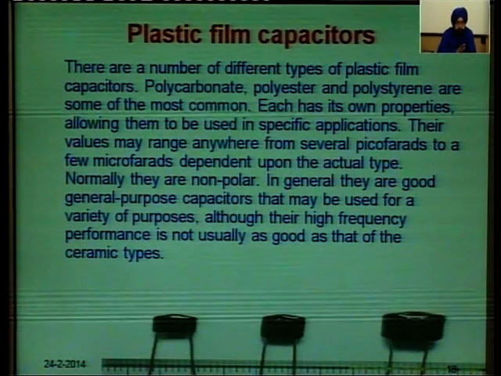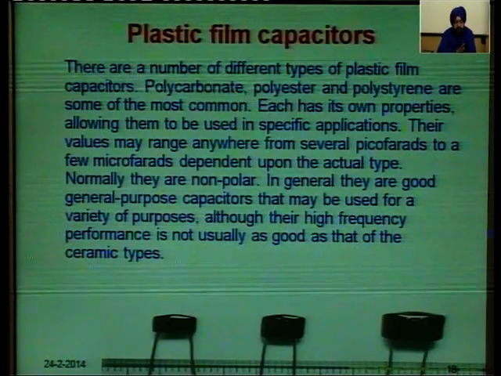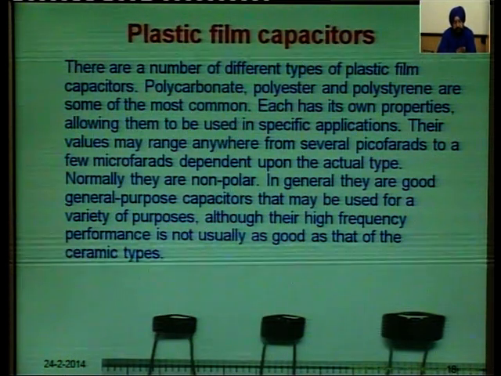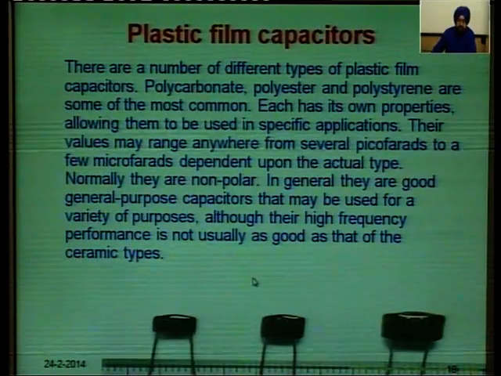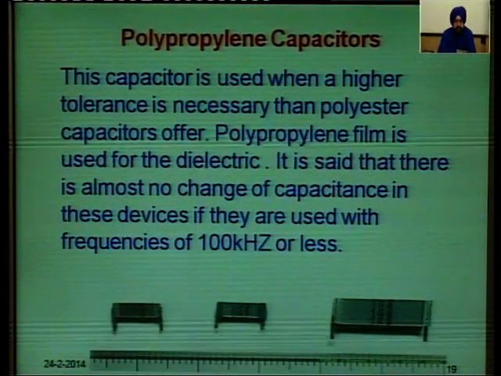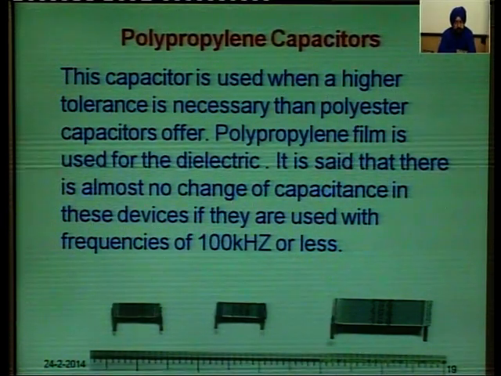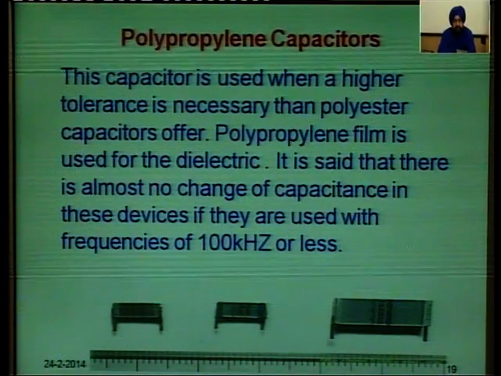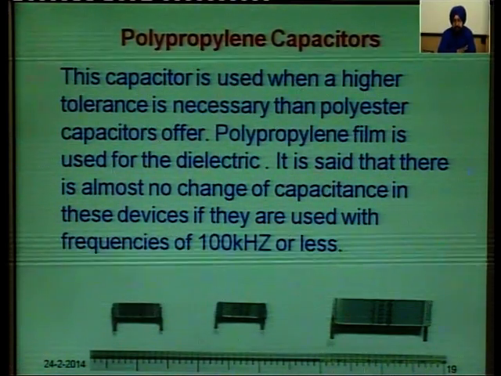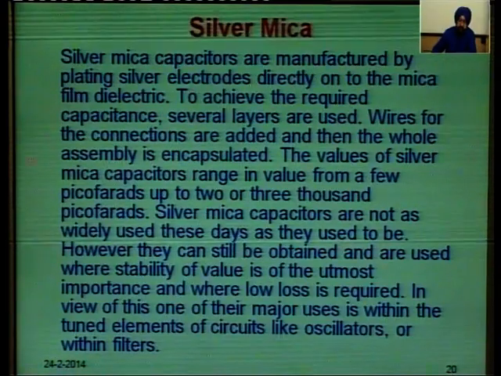They are normally non-polar. We will study polar and non-polar molecules further. In general, they are good general purpose capacitors that may be used for a variety of purposes, though their frequency performance is not as good as that of ceramic types. Then there are polypropylene capacitors. These are used when high tolerance is necessary. Here, polypropylene film is used for the dielectric. It is said that there is almost no change of capacitance in these devices if they are used with frequencies of 100 kilohertz or lower.